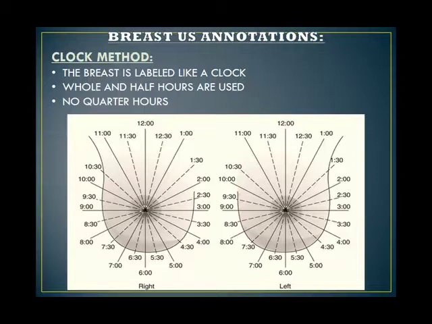So the top parts of both breasts is 12 o'clock. Bottom parts of both breasts is going to be 6 o'clock. Outer parts of the breast are going to have different clock positions because your clock always goes in the same direction. So on your right side, your outer part of the breast is going to be 9 o'clock. Your inner part of the breast is going to be 3 o'clock. On the left side, it's exactly the opposite. Your outer part of the breast is going to be 3 o'clock. Inner part of the breast is going to be 9 o'clock. We also use half hours, so 2:30, 3:30, 4:30, etc. We never use quarter hours.